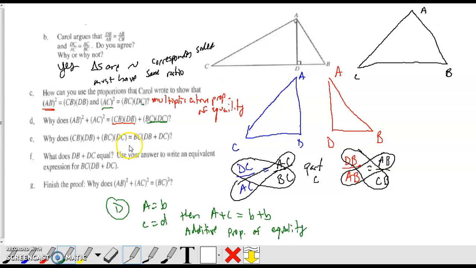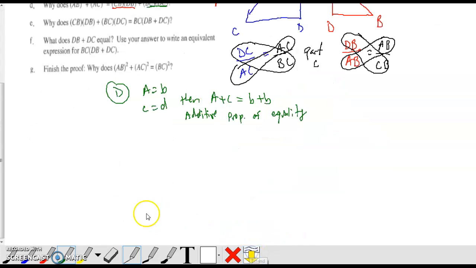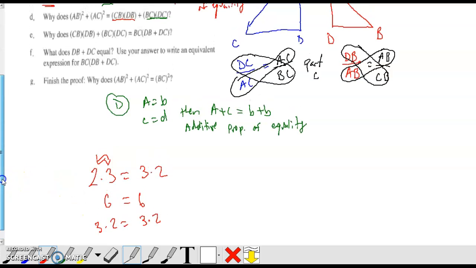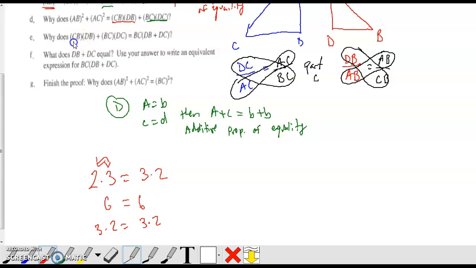So why does this work? Well, if you think about it, the letters are switched. If I do 2 times 3 is equal to 3 times 2, these are both going to give me 6, right? So I can kind of flip-flop these around and just say 3 times 2 is equal to 3 times 2. So that's exactly what we're doing here. We're just flip-flopping those two together.